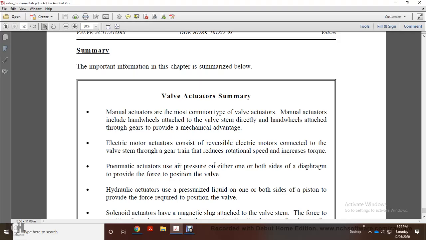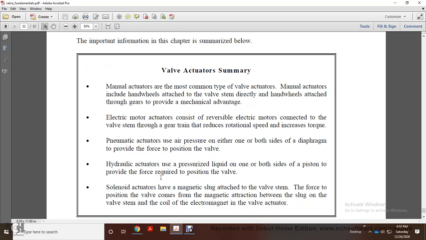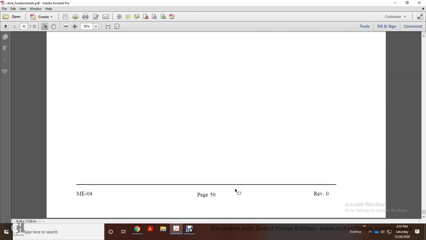torque. Pneumatic actuators use air pressure on either or both sides of a diaphragm to provide the force to position the valve. Hydraulic actuators use pressurized liquid on one or both sides of a piston to provide the force required for positioning the valve. Solenoid actuators have a magnetic slug attached to the valve stem. The force to position the valve comes from the magnetic attraction between the slug on the valve stem and the coil of the electromagnetic valve actuator.